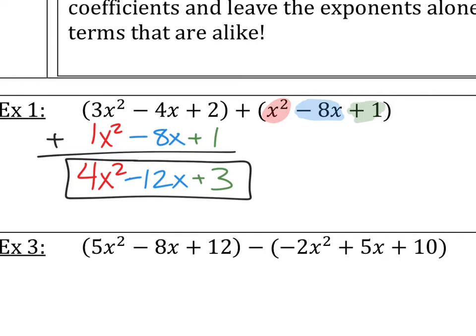Okay, I want you guys to try number 2, example 2. Don't ask me if it's correct. You should be able to answer that question for yourself. You line up all the like variables. They may not be in order. And then you're going to add them.